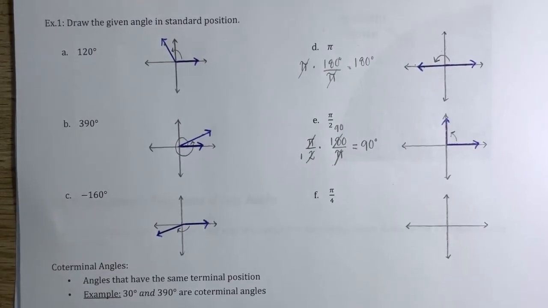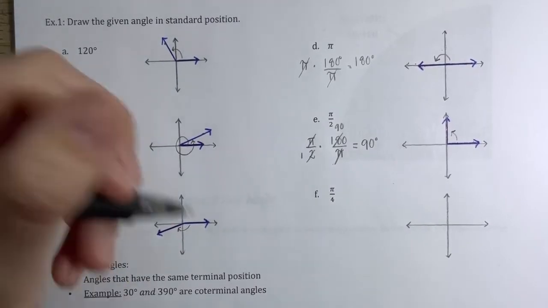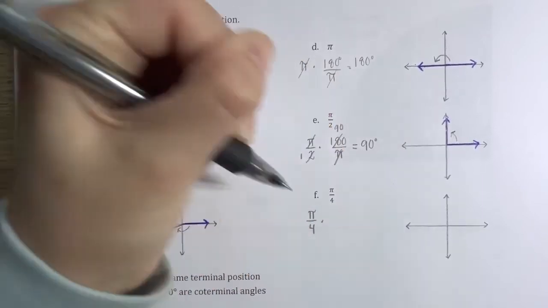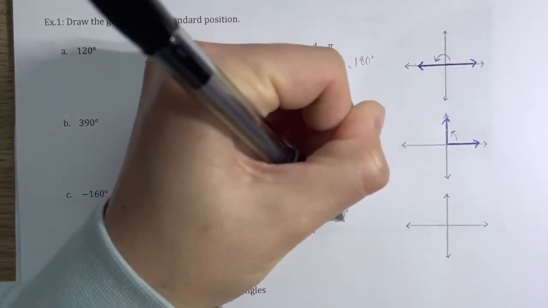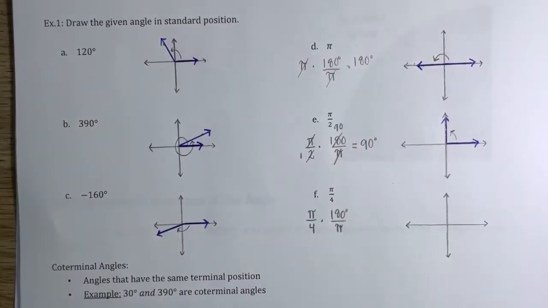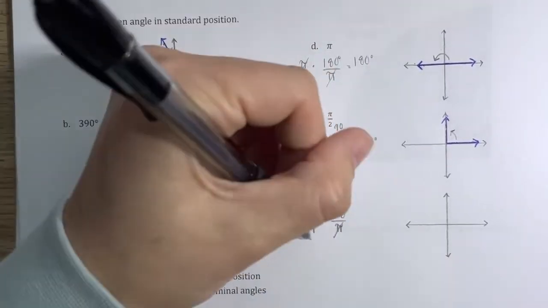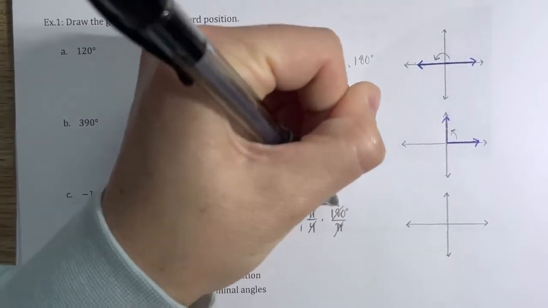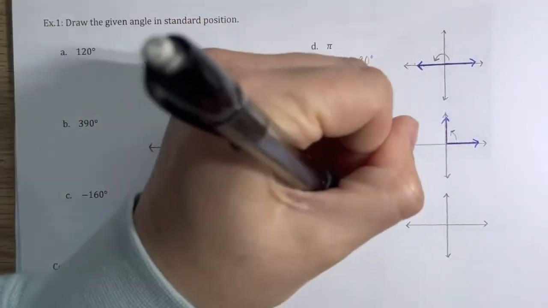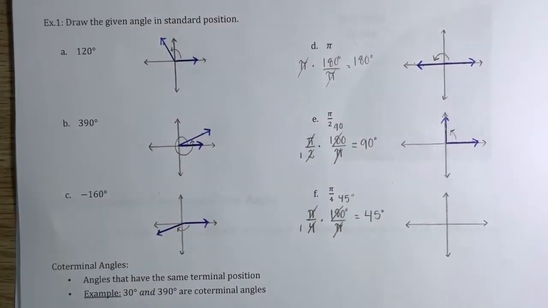And then for pi over 4, same thing, it's radians. We probably want to convert it to degrees at least while we're getting used to them. So we take pi over 4 and we multiply that by 180 degrees over pi. And then the pi's cancel out. The 4 and the 180 I can cross cancel. The 4 becomes a 1. The 180 becomes a 45. So pi over 4 times 180 over pi is 45 degrees.